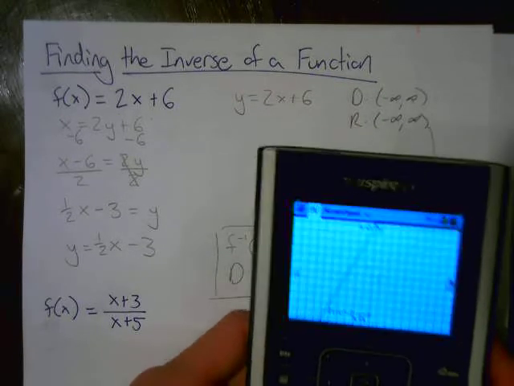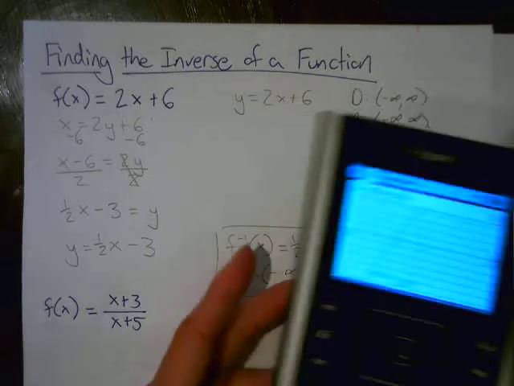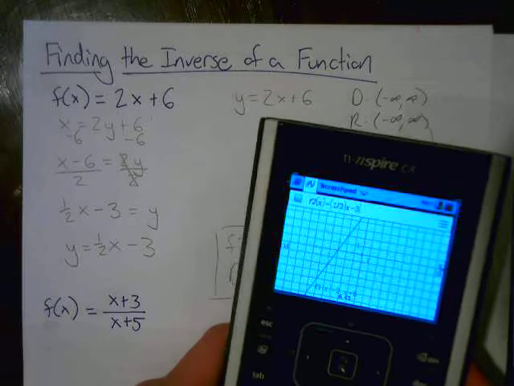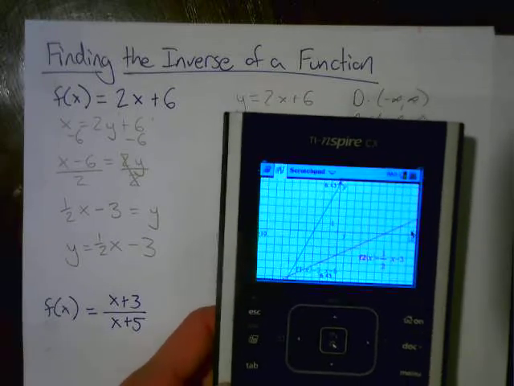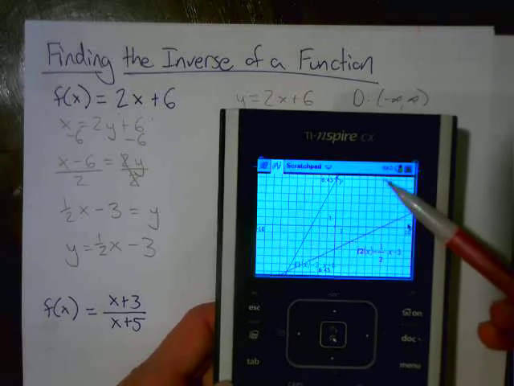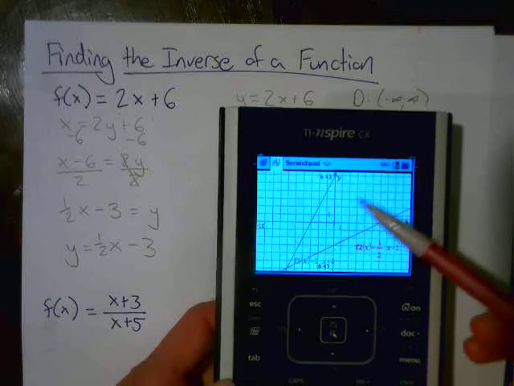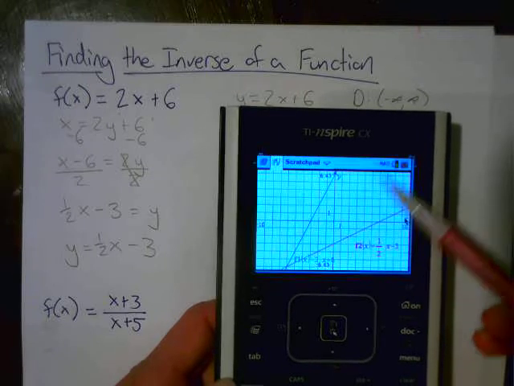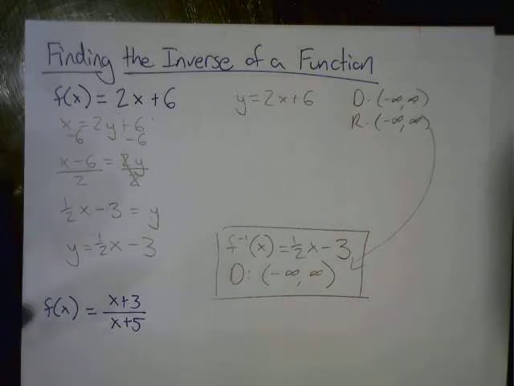We have 1/2 x minus 3, which would look something like this. And notice, anytime you graph an inverse function, it's just your function reflected across the line y equals x. I see that it looks like that, and I see that my domain is in fact negative infinity to infinity.